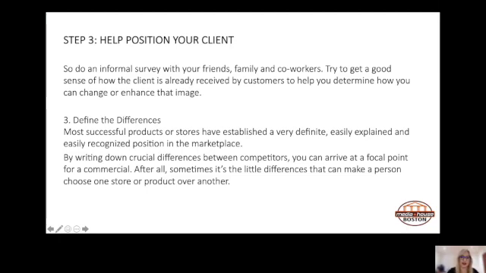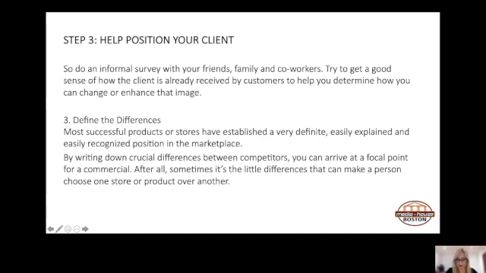And then number 3 there, define the differences. Most successful products or stores have established a very definite, easily explained and easily recognized position in the marketplace. By writing down crucial differences between competitors, you can arrive at a focal point for an ad. After all, sometimes it's the little differences that can make a person choose one store, one product over another. Think about yourself as a customer. Why is it that you'll choose one store above another? What is the big differentiation?